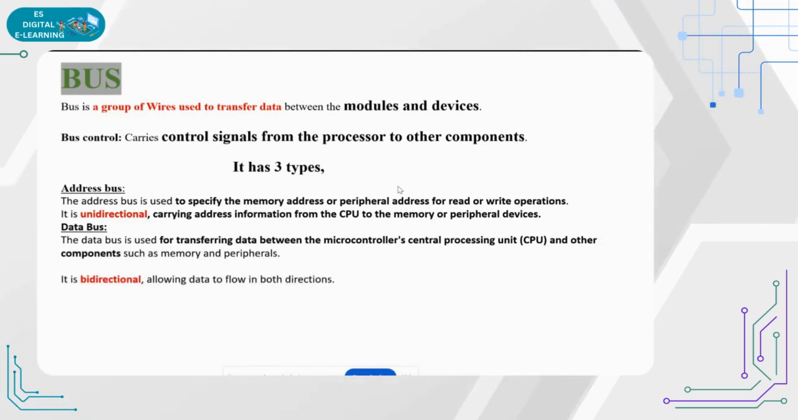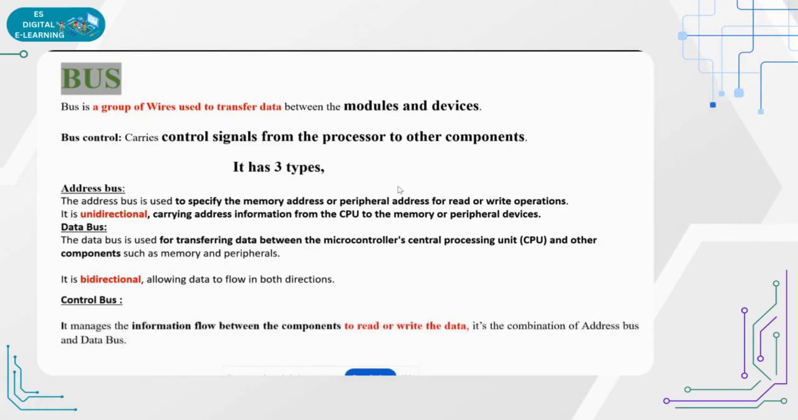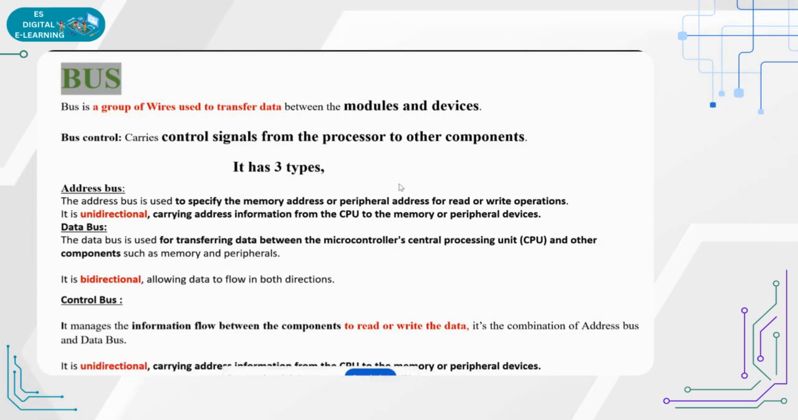The data bus is where we are able to exchange the data between the CPU and the memories. It is a bidirectional data transmission in both ways, from CPU to memory, memory to CPU. It will do the exchange of information. That is a data bus. And the control bus manages the data flow between the devices, or between the memory and the CPU, how the data is exchanging. It is unidirectional. It carries the information from the CPU to the memory and peripherals.